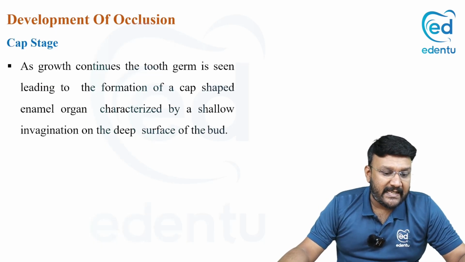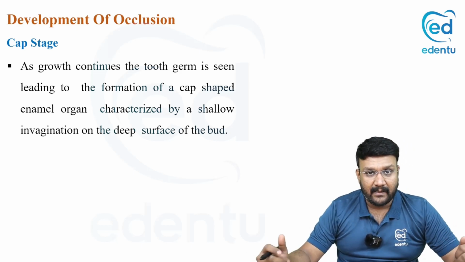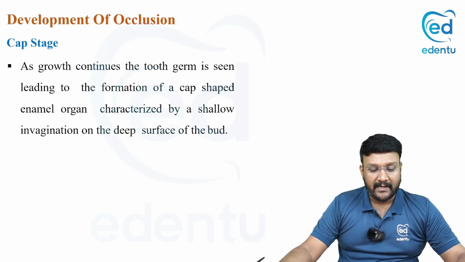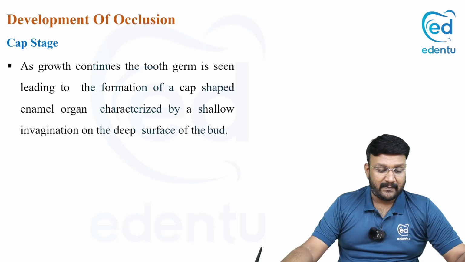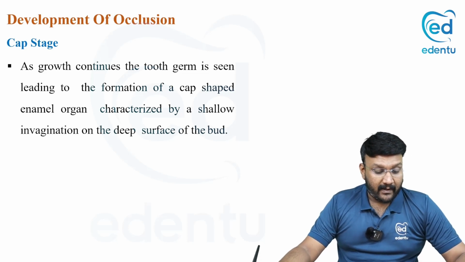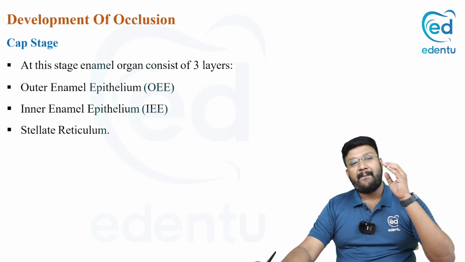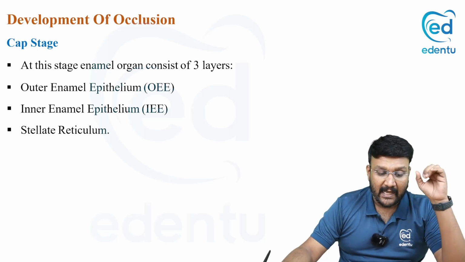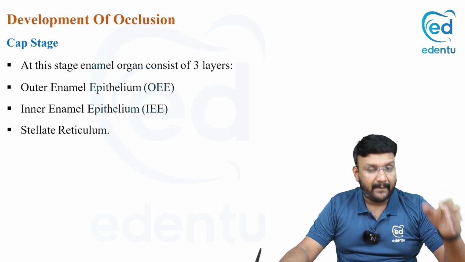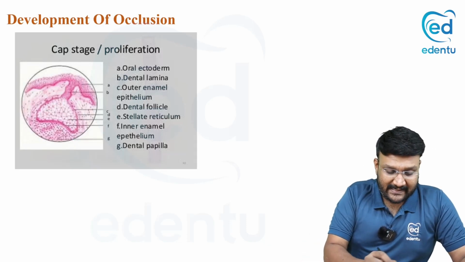Going to the next stage, that is the cap stage. The growth keeps on happening. As the growth continues, the tooth germ is seen, leading to the formation of a cap-shaped enamel organ characterized by a shallow invasion of the deep surface of the bud. The main thing you can see in the cap stage is 3 distinct layers: the outer enamel epithelium, inner enamel epithelium, and stellate reticulum. The rest all remains the same.